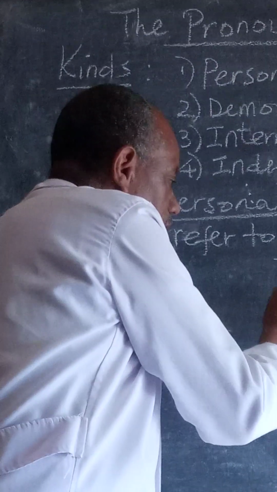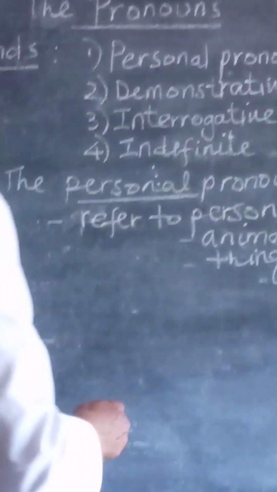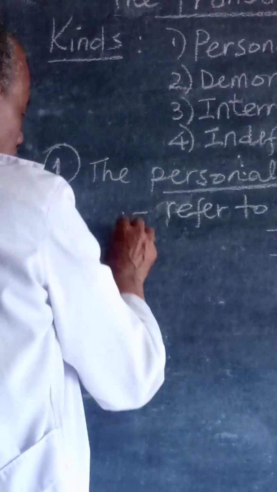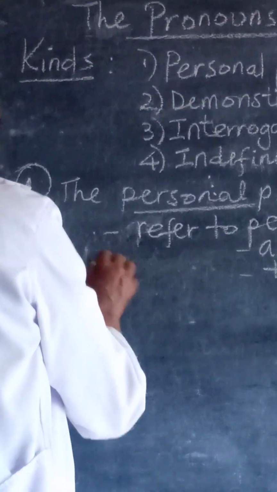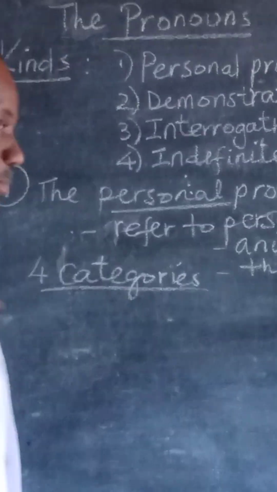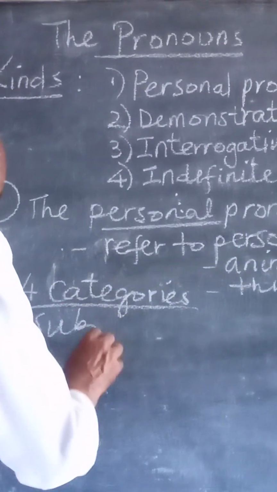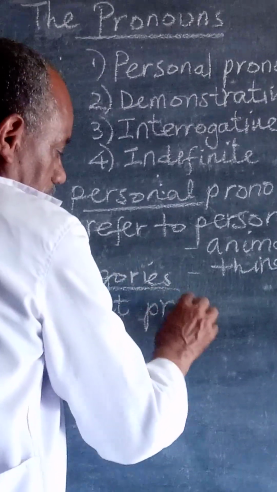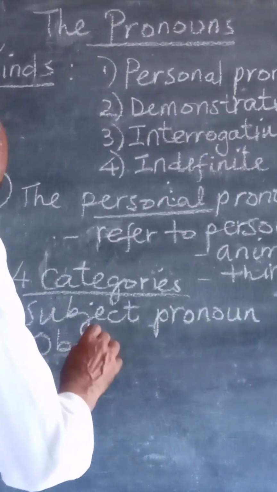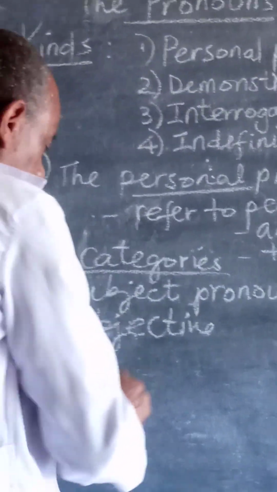The personal pronouns are divided into four categories. There are four categories of the personal pronouns, or four kinds. What are these four categories of the personal pronoun? One is the subject pronoun. The second is the object pronoun. Subjective case, objective case, what we say in different grammatical approaches.